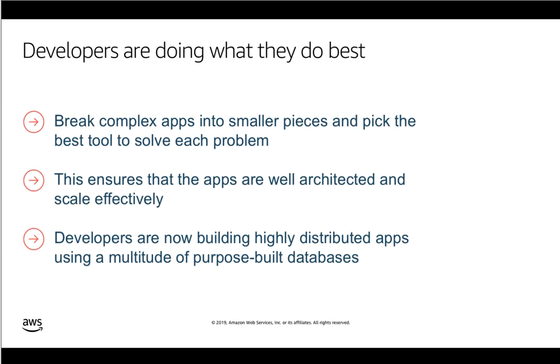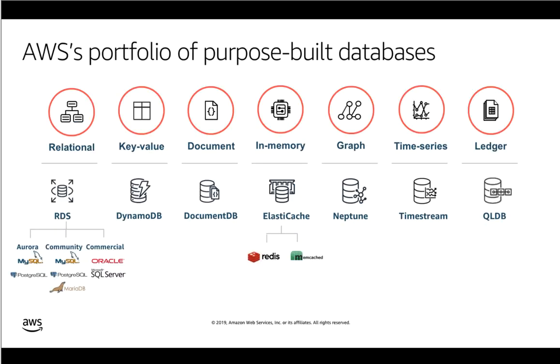A one-size-fits-all relational database as the only store for your application no longer works. So developers are doing what they do best, breaking complex applications into smaller pieces and picking the best tool to solve each problem. This ensures that the applications are well architected and can scale effectively as the application demand grows. The best tool for a job usually differs by use case. So developers are now building highly distributed applications using a multitude of purpose-built databases. For each of these data categories, AWS provides various purpose-built databases.